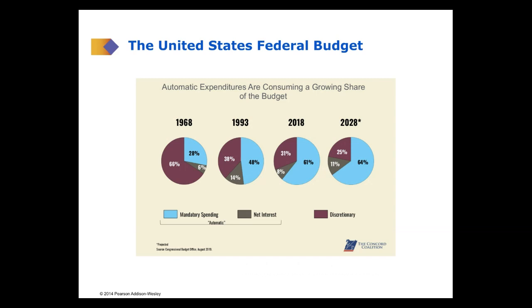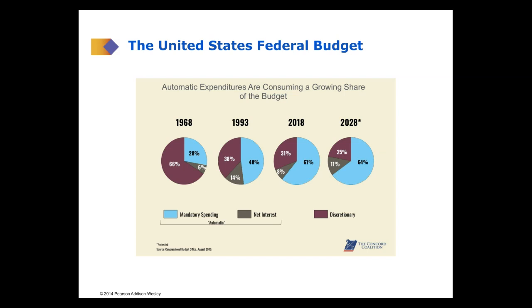Now, if we look over a period of time, we can see the composition of the spending is changing. If we go back to the 1960s, about 2/3 of the budget was discretionary, and a little more than a quarter, 28%, was mandatory. And as we go through time, the mandatory amount goes up and the discretionary amount goes down. At this point, we're probably getting close to having 2/3 mandatory spending and 1/3 non-mandatory spending, made up of interest on debt and discretionary spending.